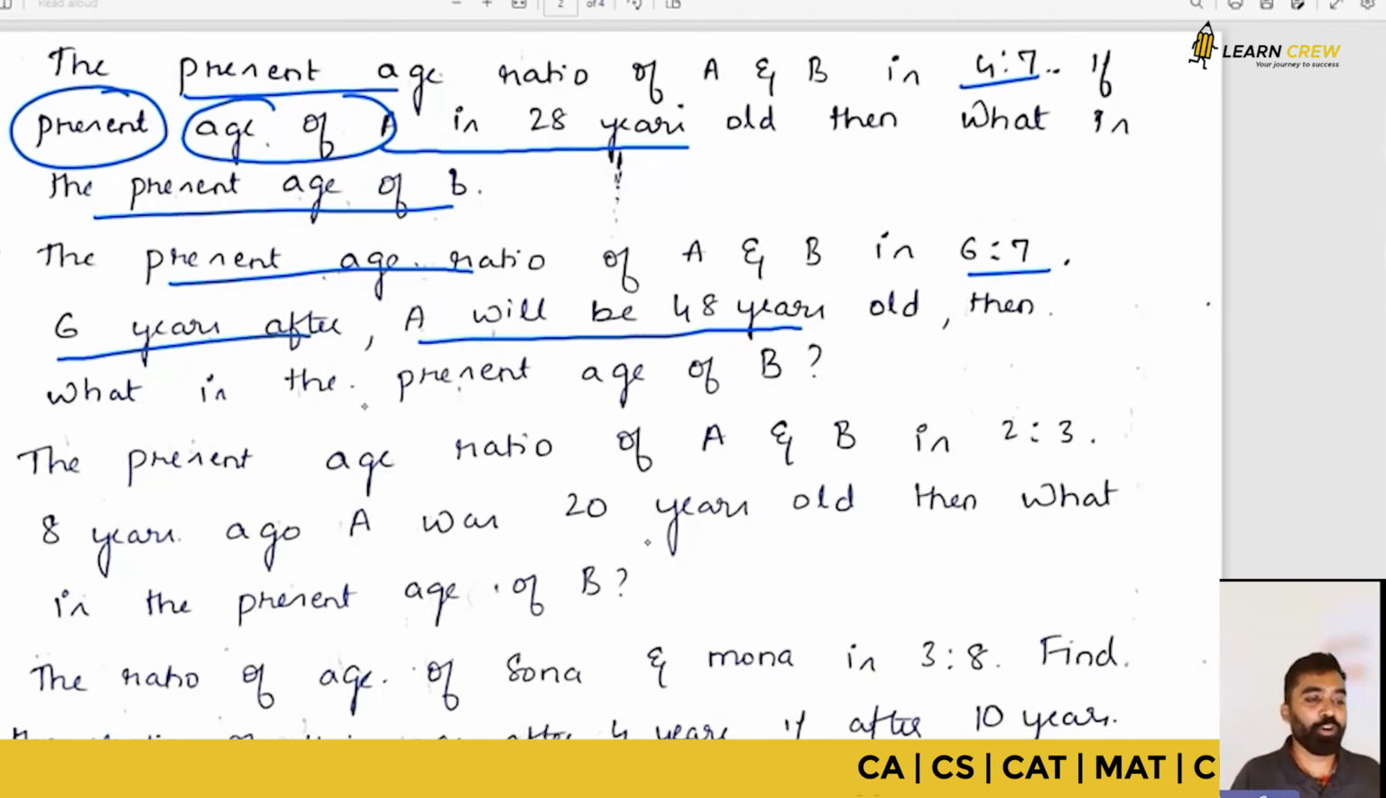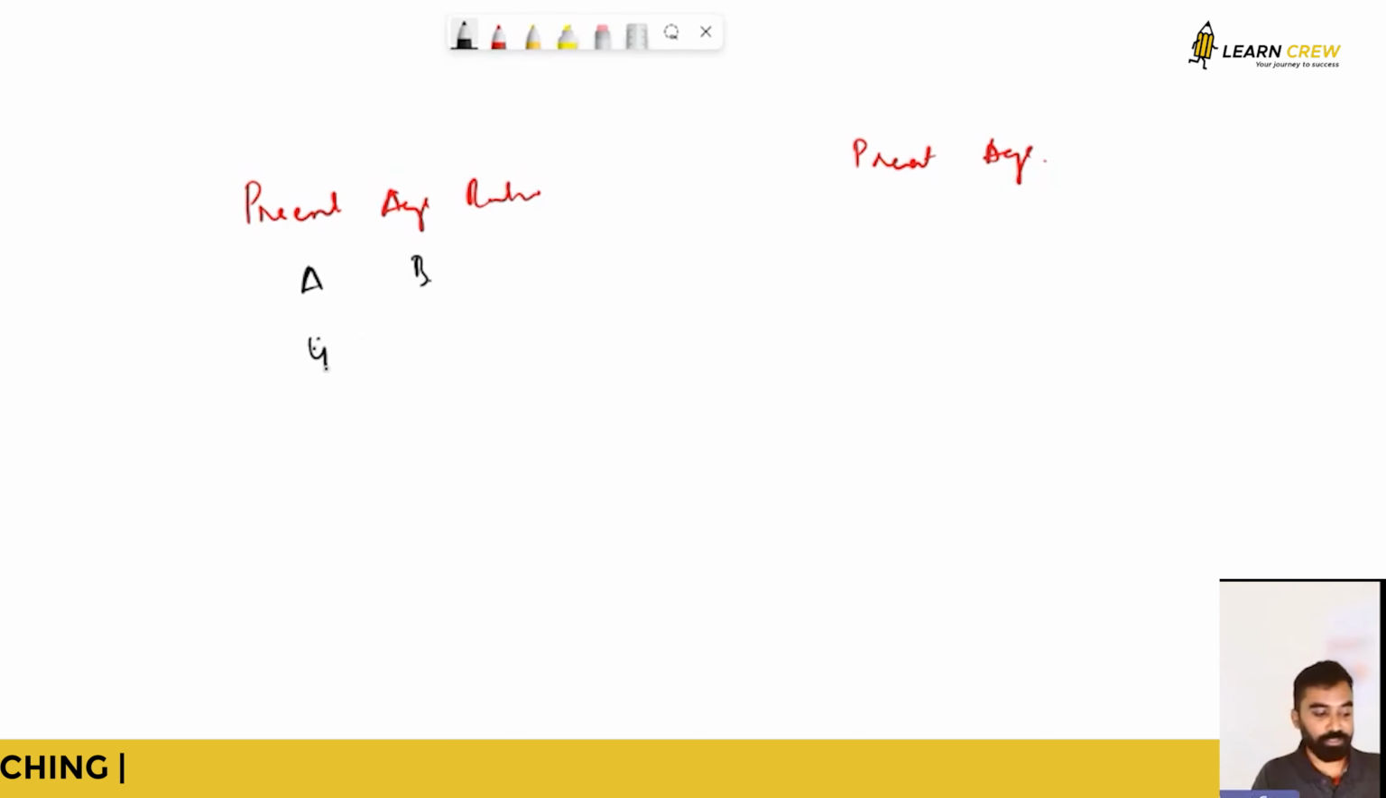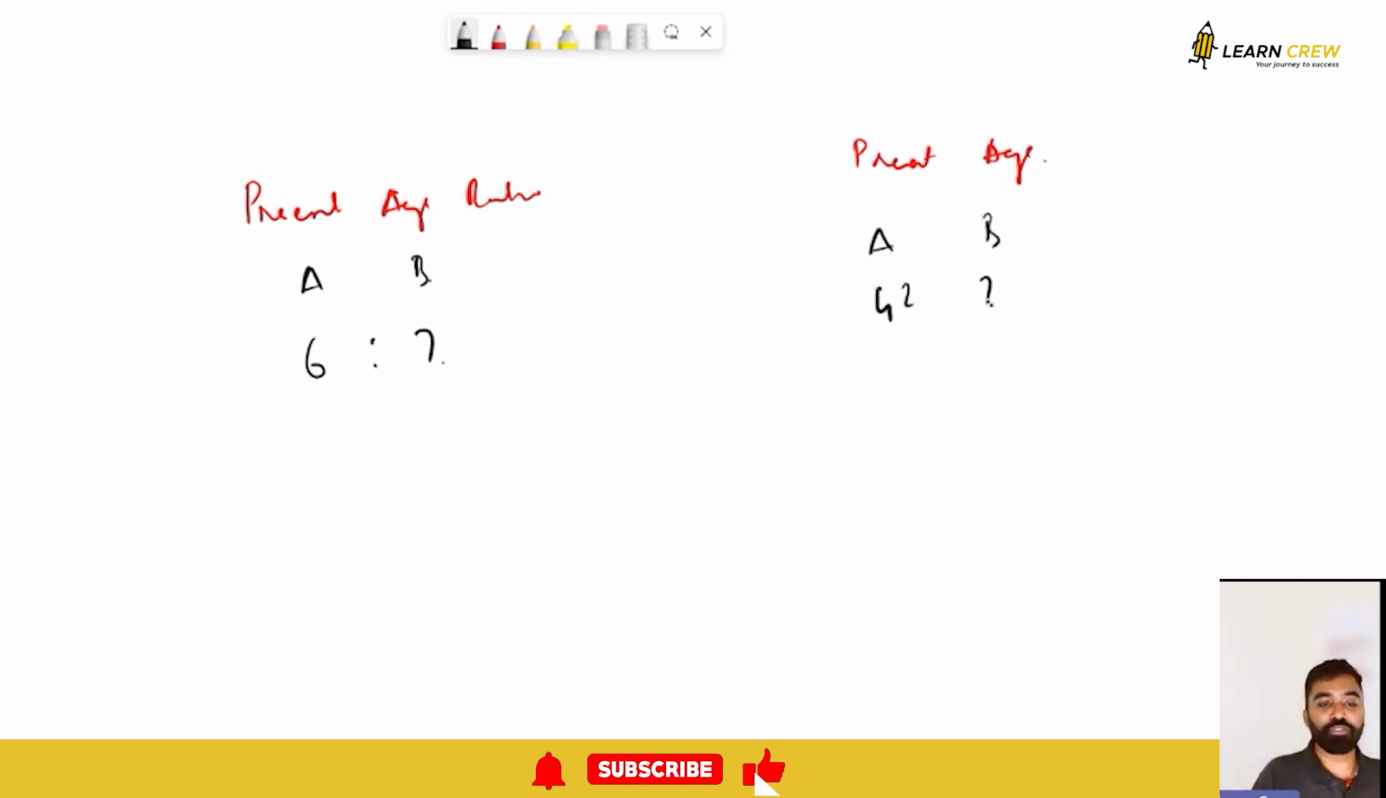Present age ratio and present age. The present age ratio of A and B is 6:7, and 6 years after, A will be 48. So the present age is 42. B we need to find out. So 6 ratio is equivalent to 42, so a single ratio is 7. If a single ratio is 7, then B's age is 7 ratio, 7 into 7, 49. Fine. Clear? Okay.